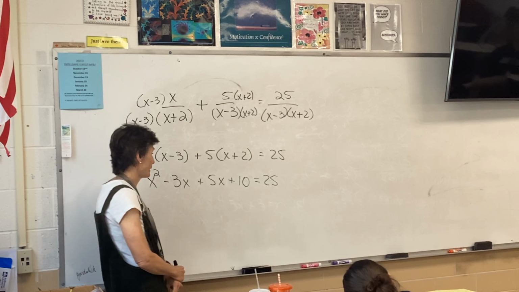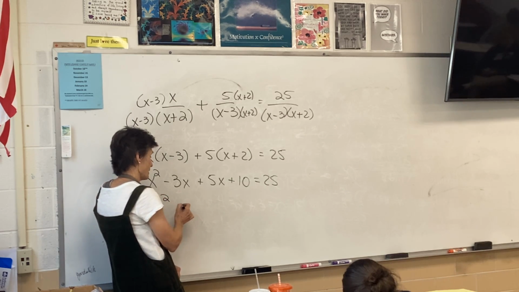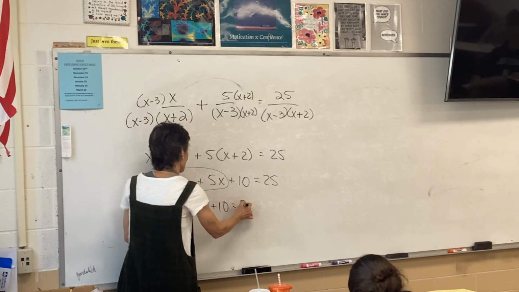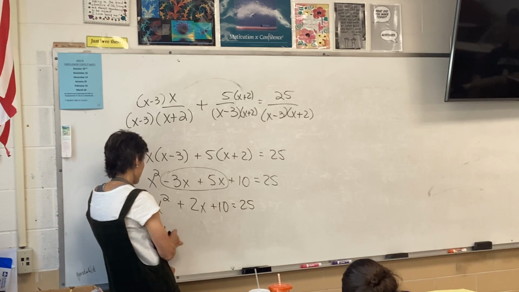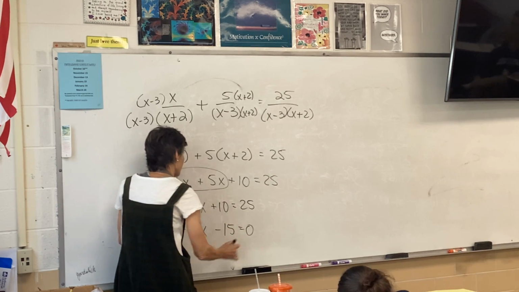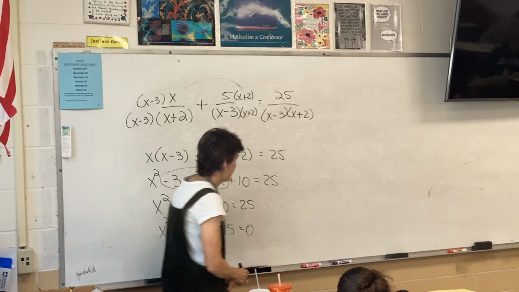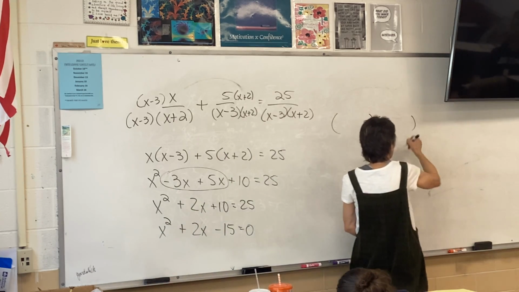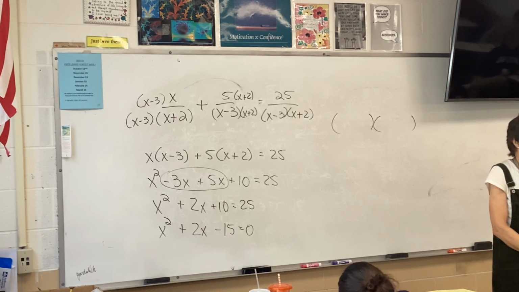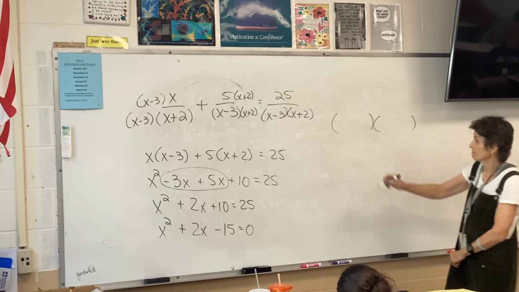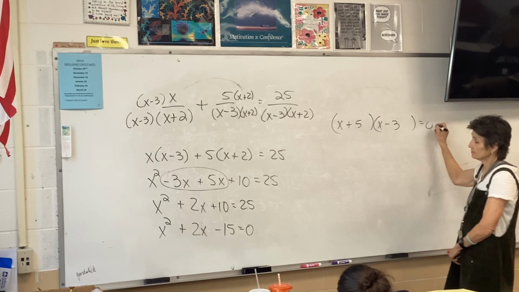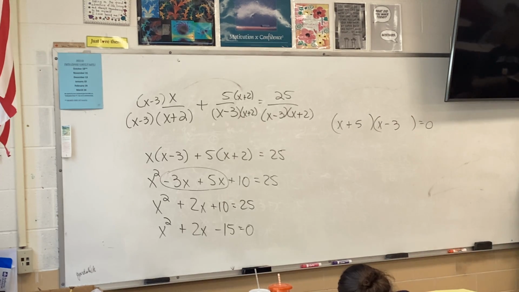Combine like terms, so x squared plus 2x, if I add these together, plus 10 equals 25. Move the 25, so x squared plus 2x minus 15 equals 0. Now, hopefully it factors, but we just did one a minute ago. If it doesn't factor, we'll use the quadratic formula, right? Does this one factor? Yes. X plus 5, x minus 3, because 5 times 3 is 15.